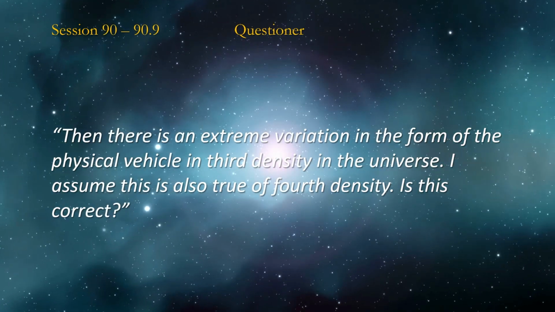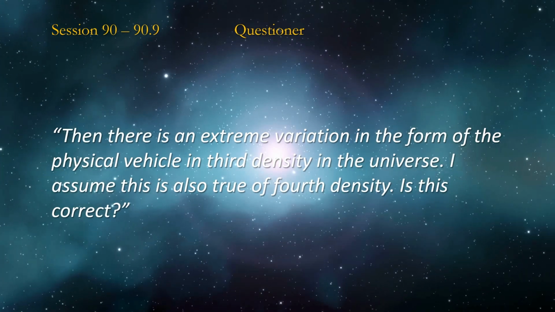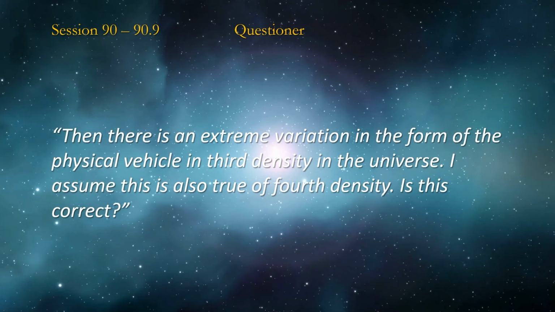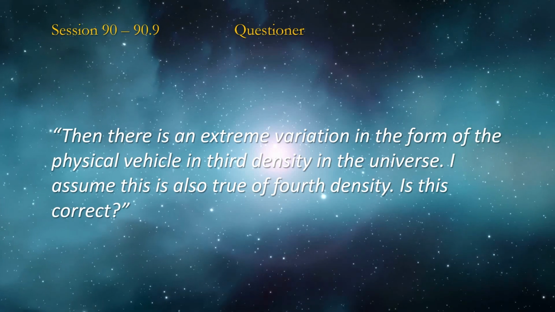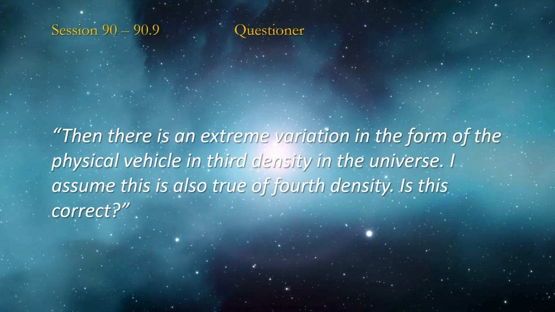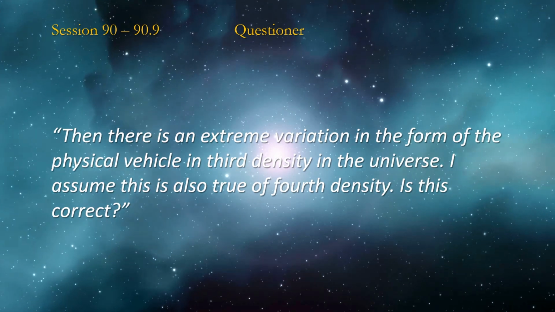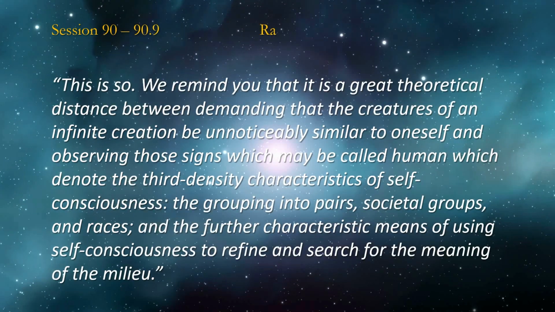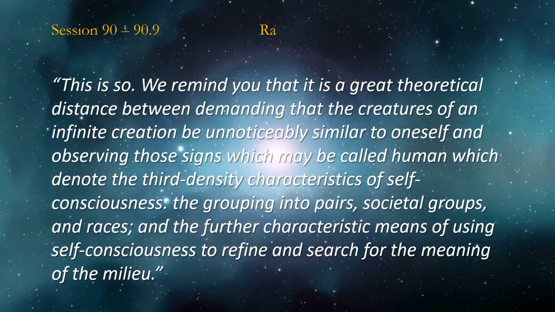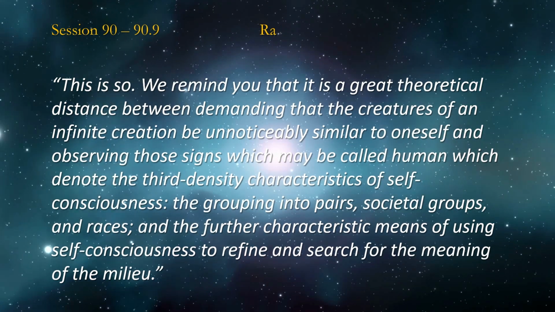In question 9, Don says, then there is an extreme variation in the form of the physical vehicle in third density in the universe. No surprise. I assume this is also true for fourth density. Is this correct? Yes, of course, if they look just like us, or just like themselves. Ra says, this is so.